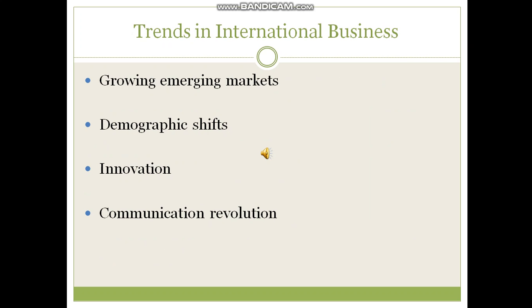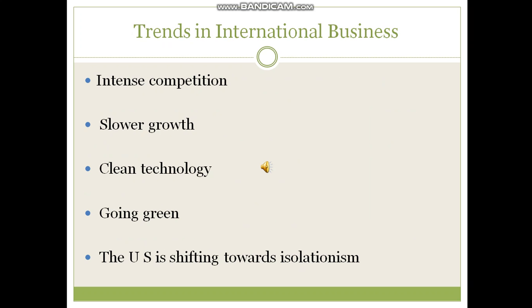The next is innovation. The pace of innovation is increasing day by day, especially the technological innovation or advancements are occurring. So with that, new products as well as improved versions of the old products appear in the market daily. Then the communication revolution. Consumers are now increasingly connected. Intense competition. The competition nowadays is higher due to this globalization. Slower growth. Western economies are stagnating and they have witnessed slower growth.